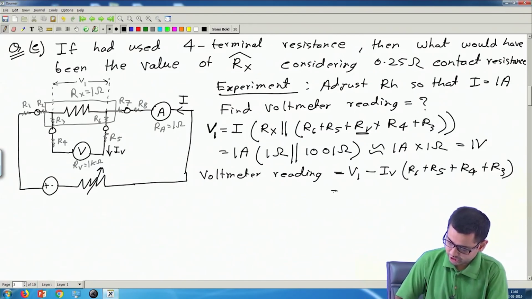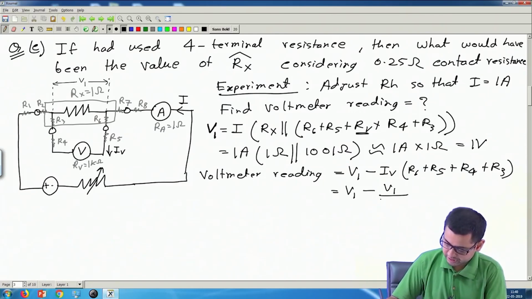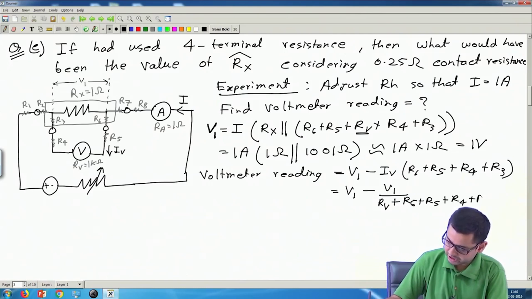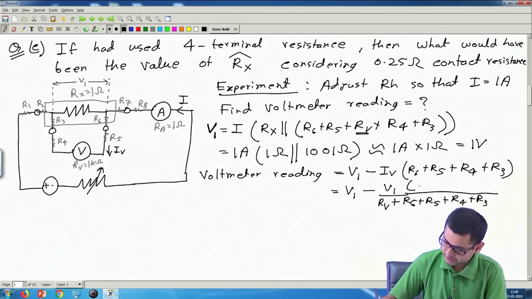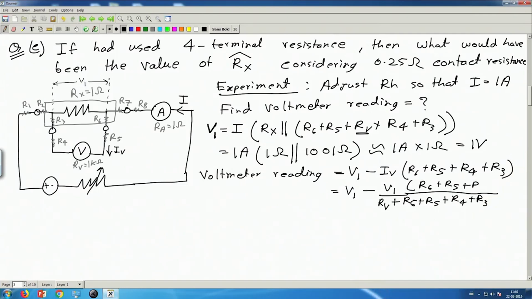R3. Okay, so this will be V1 multiplied by IV, we can write as V1 divided by all these resistances, which is RV, mainly the voltmeter resistance, plus R6 plus R5 plus R4 plus R3, and then here we have R6 plus R5 plus R4 plus R3. Now this is almost equal to V1 minus, so this term you can ignore because we have RV, which is a large resistance, so this denominator will be 1001 and the numerator is just 1.